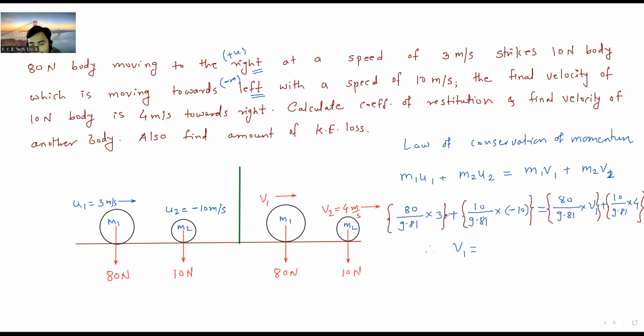So after solving this, you will get V1 as 1.25 meter per second. Okay, check the answer. Is it right? V1 is 1.25. What is the law of conservation of momentum?